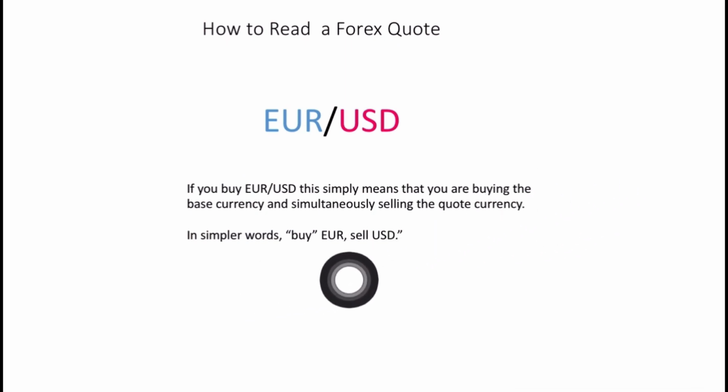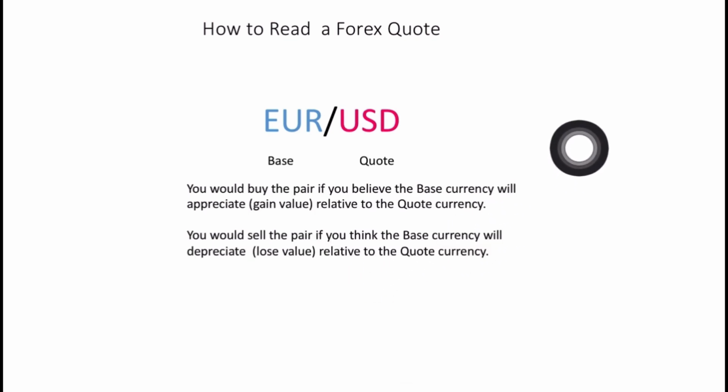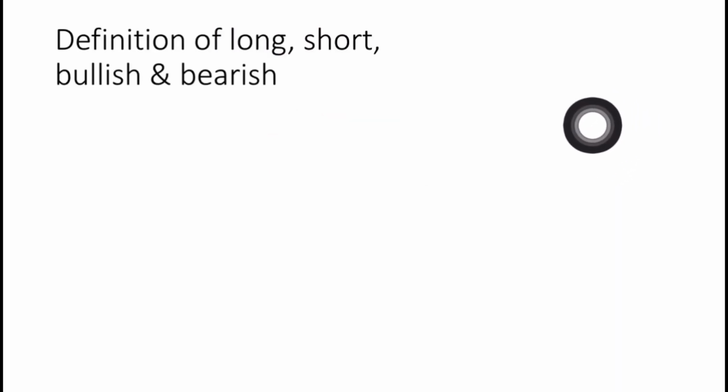In simpler words, it's buy Euro or sell USD. As you can see here, the Euro is our base currency and USD is our quote currency. You would buy the pair if you believe the base currency will appreciate, gain value relative to the quote currency, or you would sell the pair if you think the base currency will depreciate, or lose value relative to the quote currency.